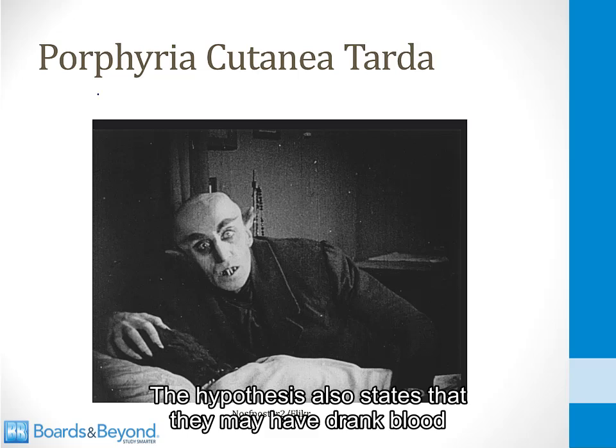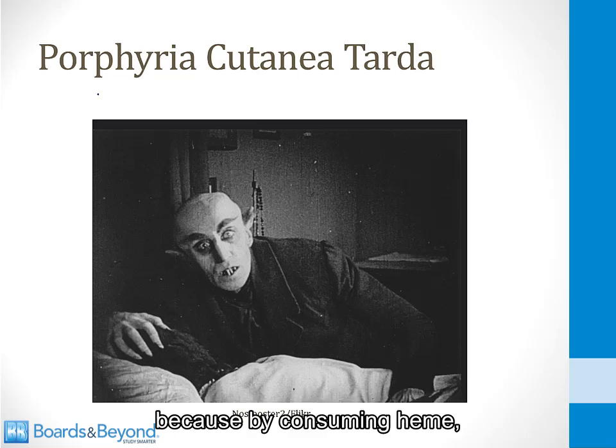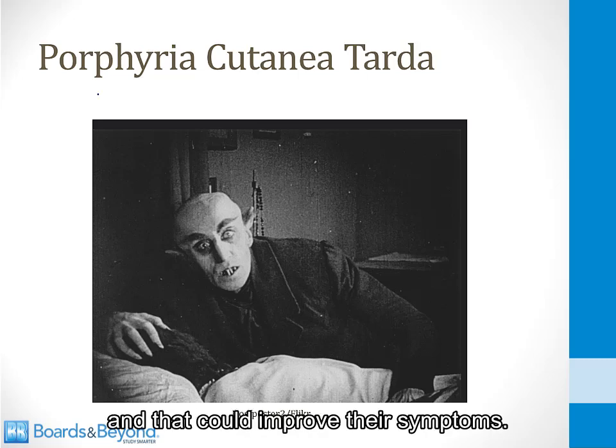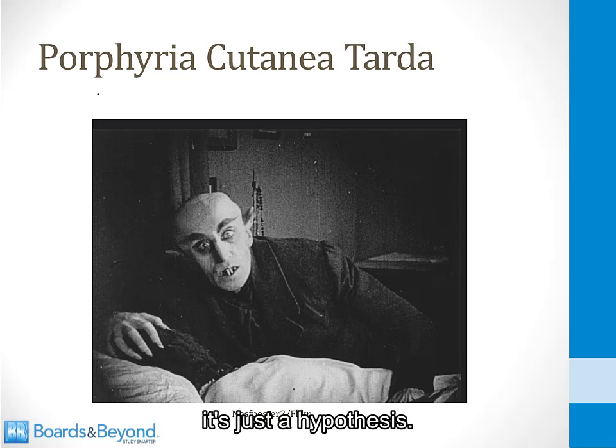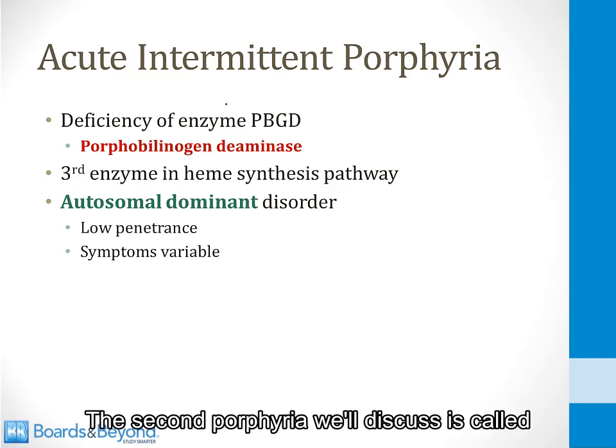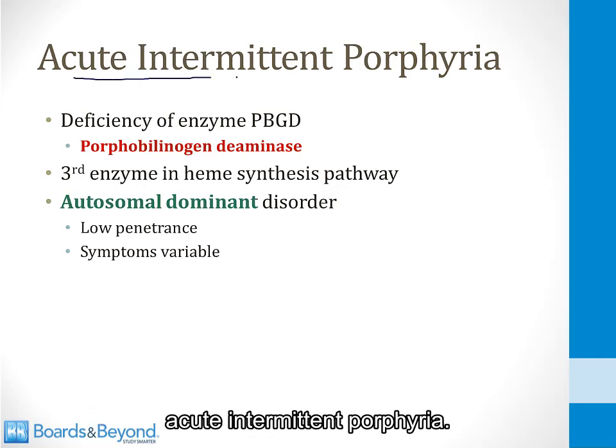The hypothesis also states that they may have drank blood because by consuming heme, they inhibit heme synthesis in the liver, and that could improve their symptoms. This is probably not true, it's just a hypothesis, but I've always found it the most interesting feature of this very rare disorder. The second porphyria we'll discuss is called acute intermittent porphyria.